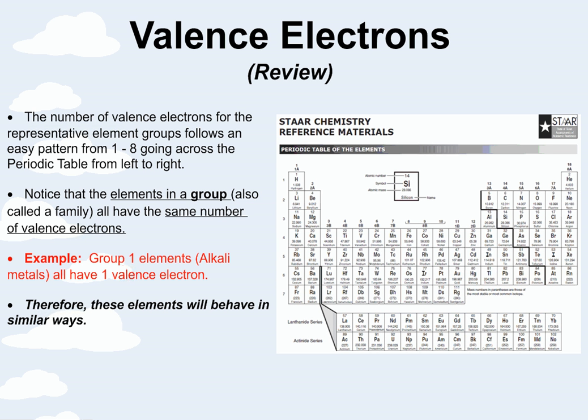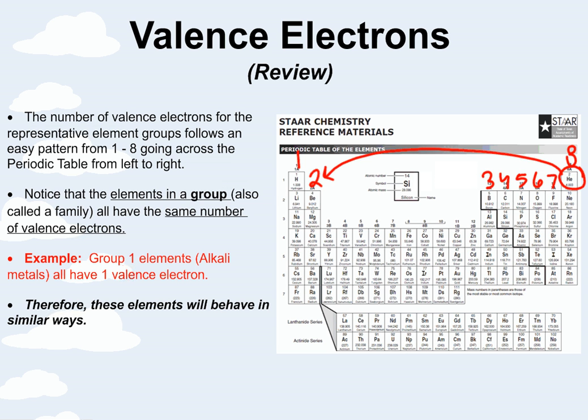So the number of valence electrons for the representative element groups follows an easy pattern from 1 through 8, going across the periodic table from left to right. You should know this. Here's the pattern. It's easy. 1, 2, 3, 4, 5, 6, 7, 8. There is an exception to this, though, and that's helium. Helium only has 2 electrons. It's impossible that it would have 8. So helium, on some periodic tables, will actually be located above beryllium.